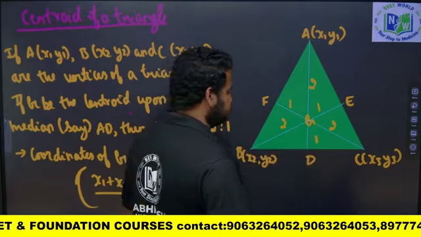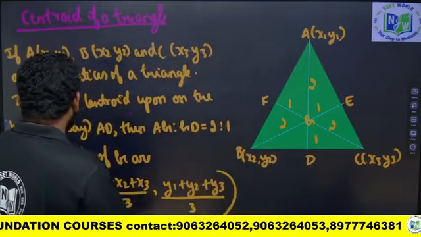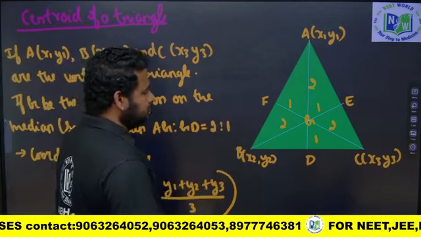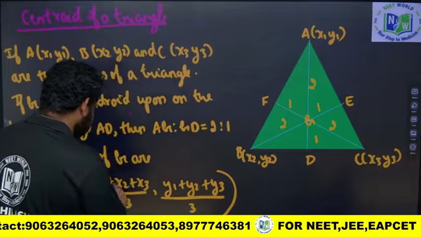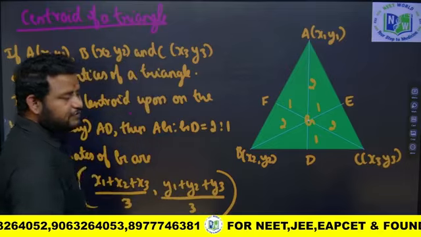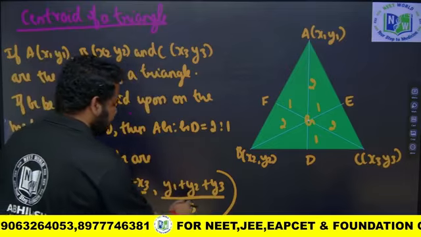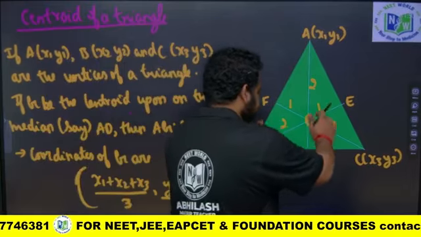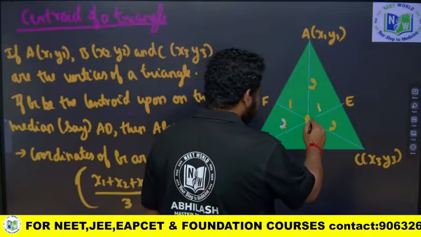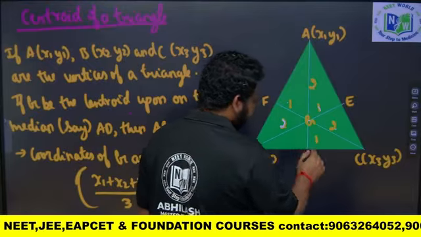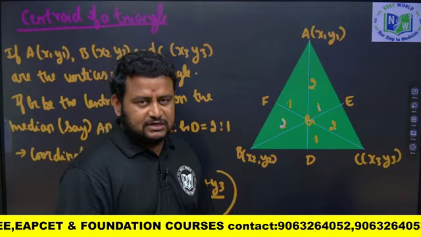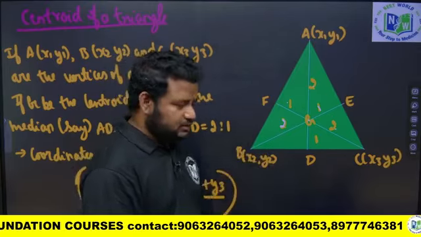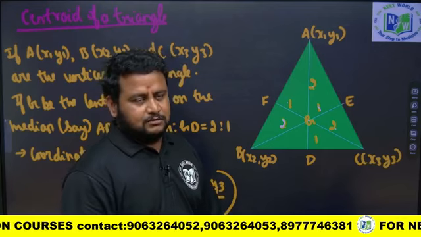The coordinates of the centroid are given by the sum of the x coordinates, x1 plus x2 plus x3, divided by 3, and the sum of the y coordinates, y1 plus y2 plus y3, divided by 3. Also you must remember that the centroid divides each median in the ratio 2:1, here also 2:1, here also 2:1. Very important note: the centroid divides the median in the ratio 2:1. This you must be very aware of. Okay. Next.